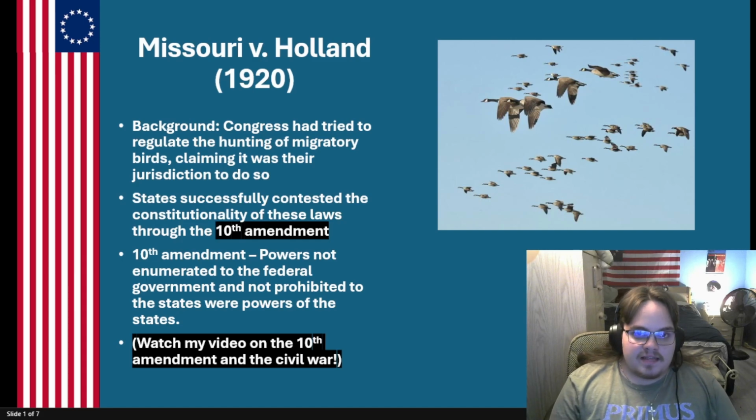So therefore, instead of letting local governments or state governments regulate the hunting of these birds, the federal government stepped in and said, hey, that's actually our jurisdiction. But states actually weren't happy about this, and states successfully contested the constitutionality of these laws through the 10th Amendment. Now, the 10th Amendment states that power not enumerated to the federal government, so power not given to the federal government, and not prohibited to the states, were powers of the states.